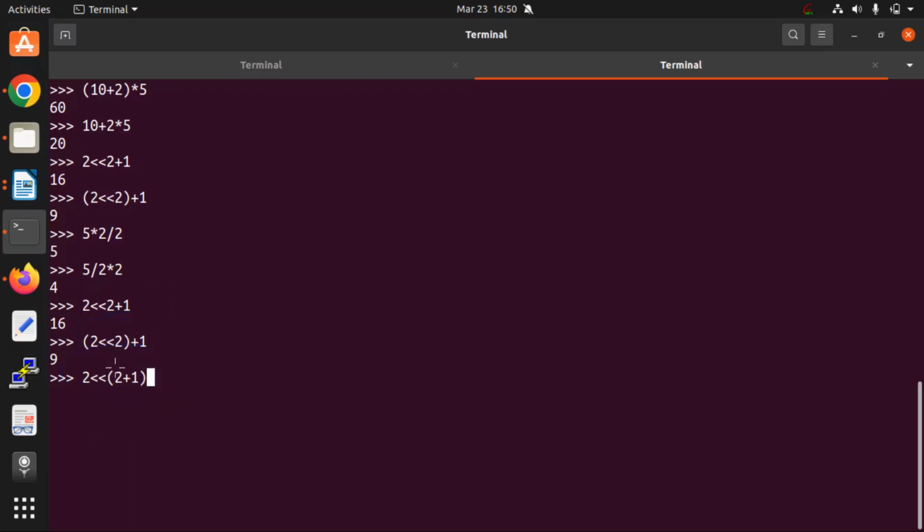So get into the habit of using brackets extensively whenever it is required. It will make your expressions much more clear and easy to understand to you as well as to anybody else who is looking at your code. And that's about operator precedence.